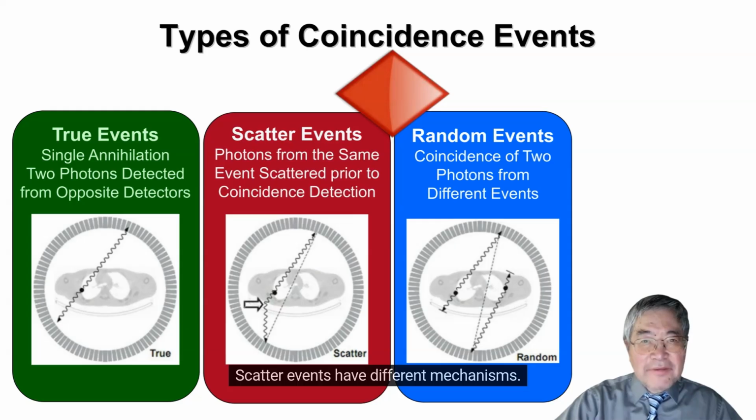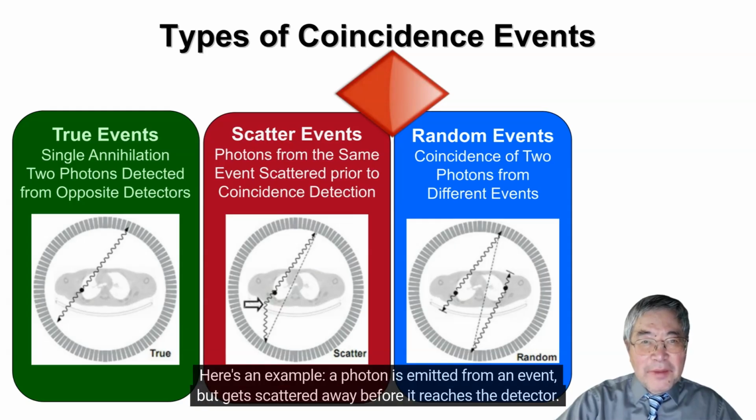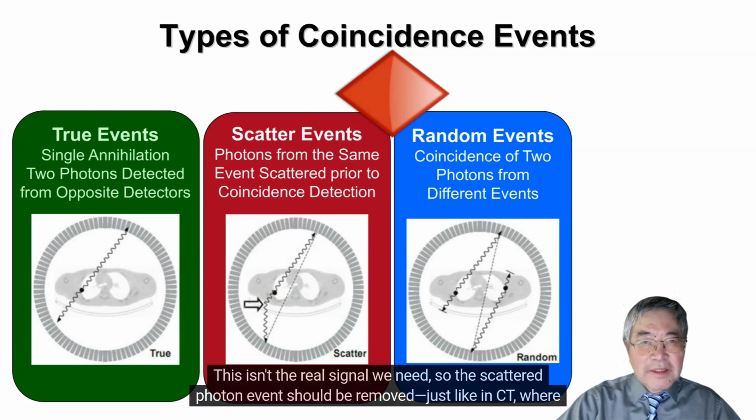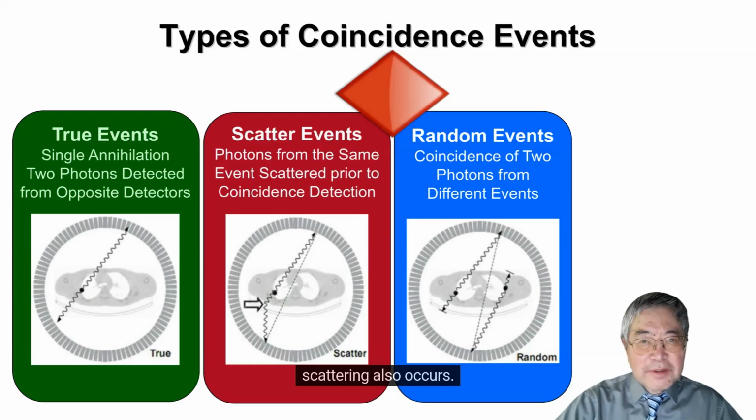Scatter events have different mechanisms. Here's an example. A photon is emitted from an event, but gets scattered away before it reaches the detector. The system may report a coincidence along this scattered path, but it's not the true line of response. This isn't the real signal we need, so the scattered photon event should be removed, just like in CT, where scattering also occurs. Random events are different.